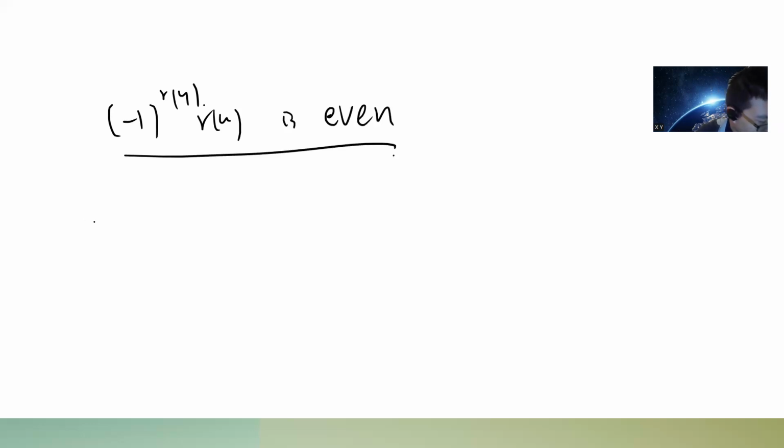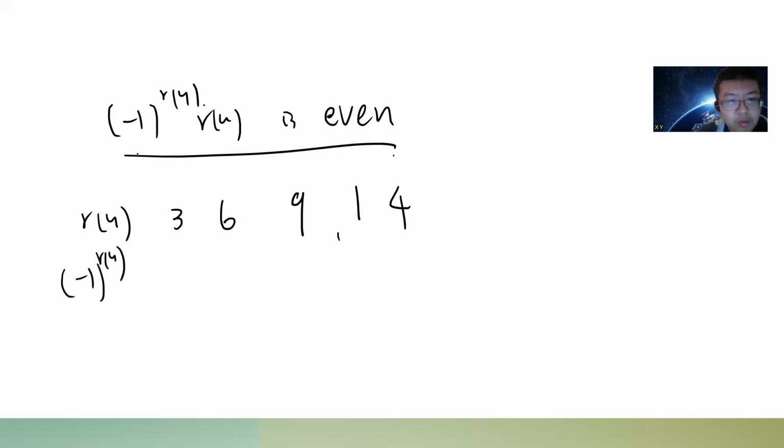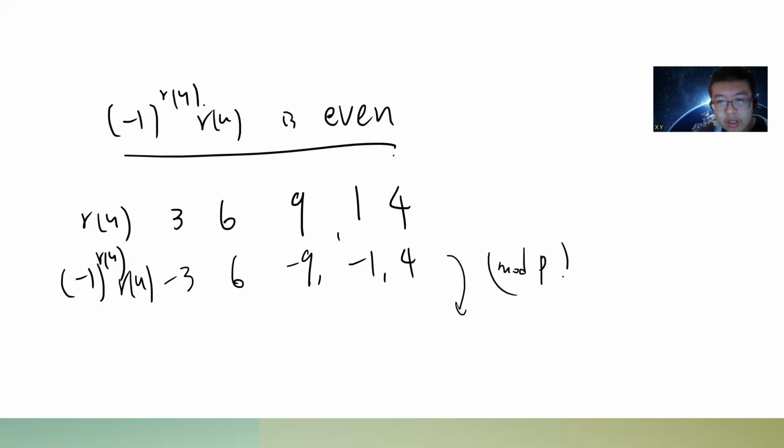Okay, this is weird. So let's see. We have RU, in this example 3, 6, 9, 1, 4. We calculate -1 RU, and we get -3, 6, -9, -1, and 4. Okay, so if we do it mod P, where P is 11, this becomes 8, 6, 2, 10, and 4.